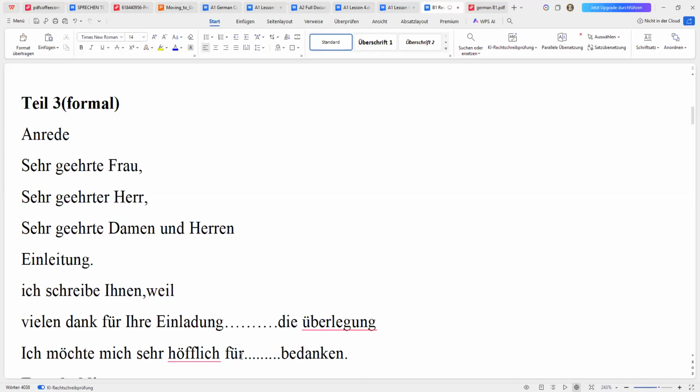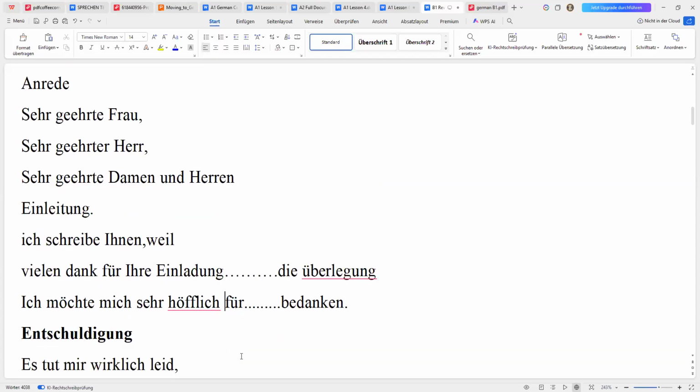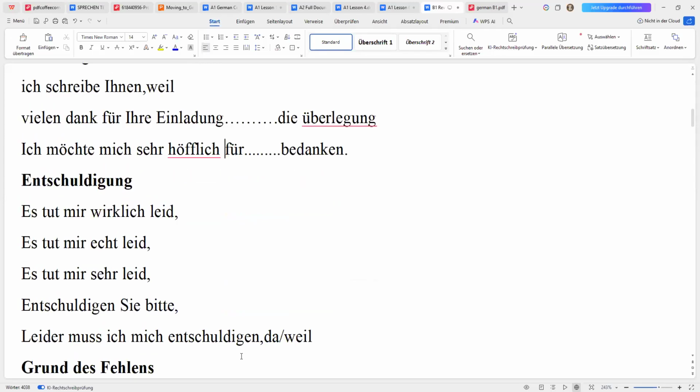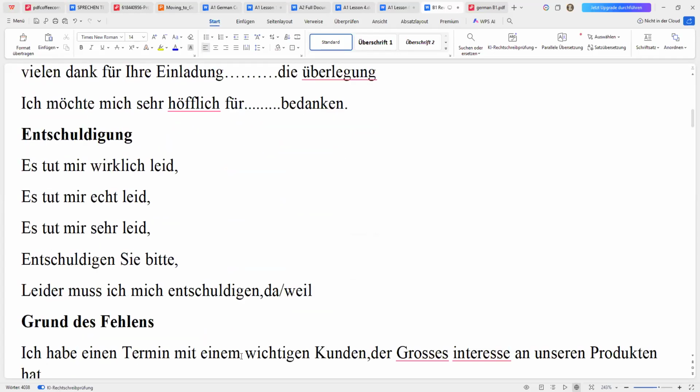So, ich möchte mich sehr höflich dafür bedanken. If it is an Entschuldigung, some can tell you, entschuldigen Sie sich. So there you must use words that are höflich. Es tut mir wirklich leid. Es tut mir echt leid. Es tut mir sehr leid. Or entschuldigen Sie bitte. Or leider muss ich mich entschuldigen. Da or weil and so on.